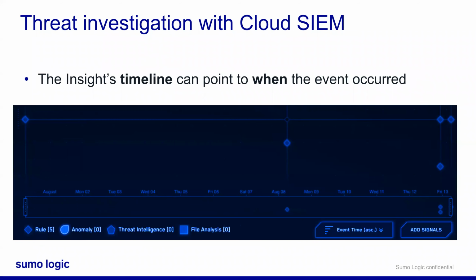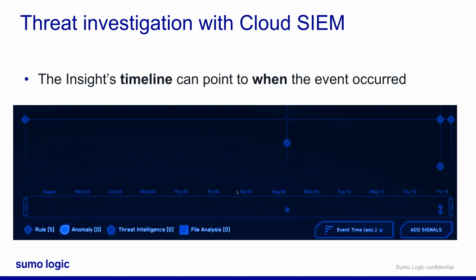Now, the timeline is going to be helpful for us. This image is a little hard to see, it's just a lot of blue. But what you hopefully can see is the timeline on the bottom half of the screen. This is going to tell us when the event occurred. It's also going to show us whether each signal was triggered at the same time or sequentially, as well as whether everything happened over minutes, hours, or days.